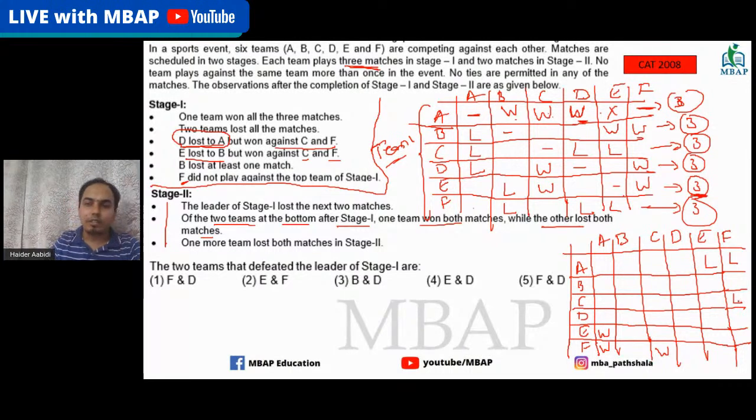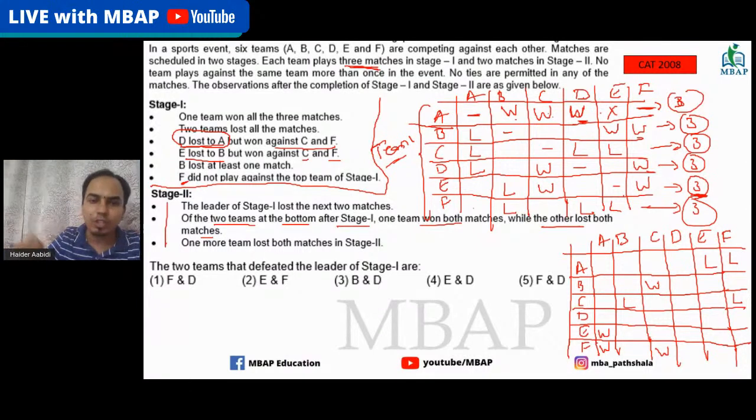All right, so that's what we have seen. Now we know that C is going to lose both the matches. So C is going to play against B and against F. Against F, it has already lost. So against B it is also going to lose. That means B against C is going to win it. Simple as that. Now you see that it's all linked up.